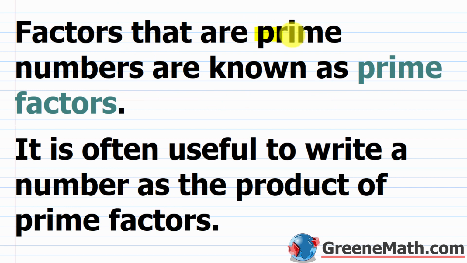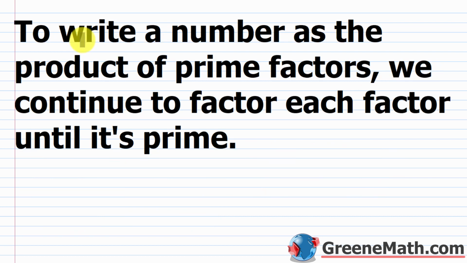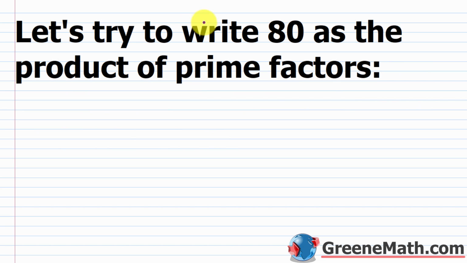So when we have factors that are prime numbers, they are known as prime factors. Now, a lot of times you're going to be asked to find the prime factorization of a number, and that just means you're going to break the number down into the product of prime factors. So I have here that it is often useful to write a number as the product of prime factors. We're going to have a lot of operations moving forward that are going to depend on this knowledge. So to write a number as the product of prime factors, we continue to factor each factor until it's prime. So I'm going to start off with this 80 here, and then I'm going to show you how to do this with a factor tree, which is a great way to visually organize your work.